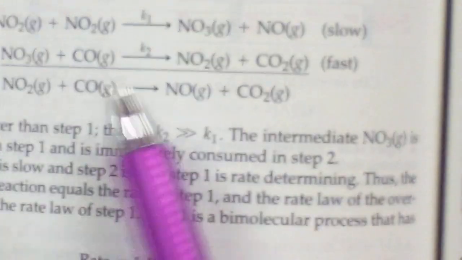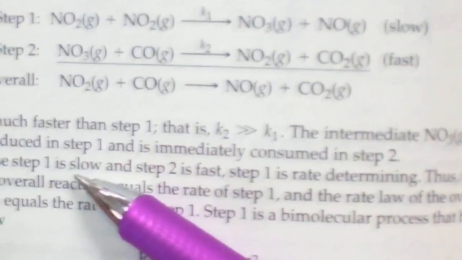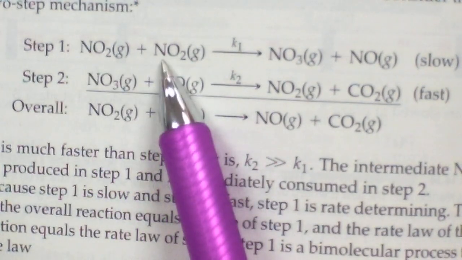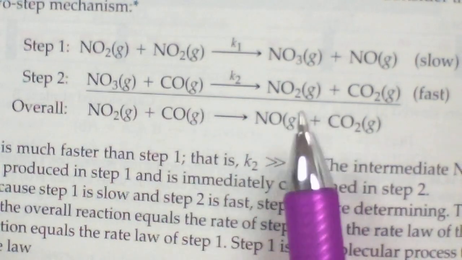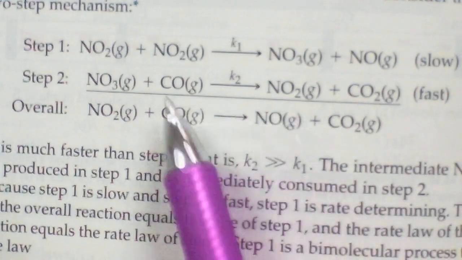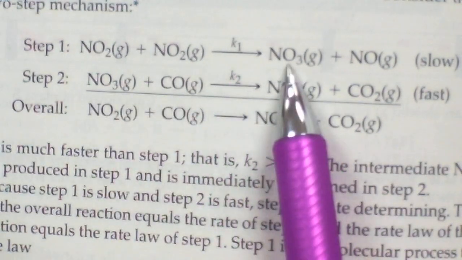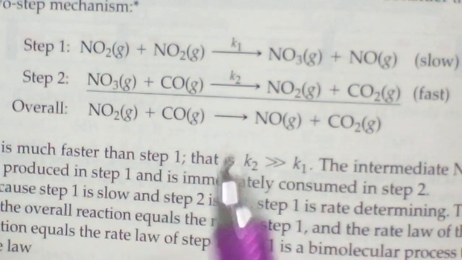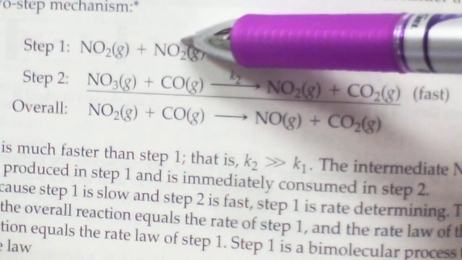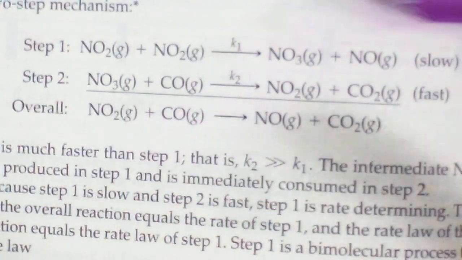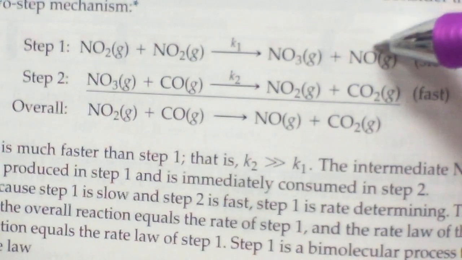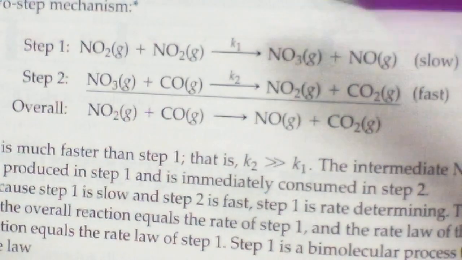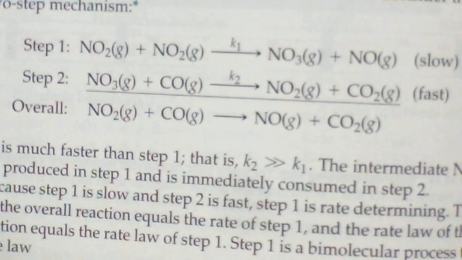So here's a slow step and a fast step, and then the overall. So here's the NO2 and the NO2, right? So we're going to cancel the NO2s. NO3, this is an intermediate here. Okay? And when we add these together, we get 1, 2, but 1 cancels. And then the nitrogen monoxide and the carbon dioxide. So what we see is 1 intermediate, and that's what we're looking at.